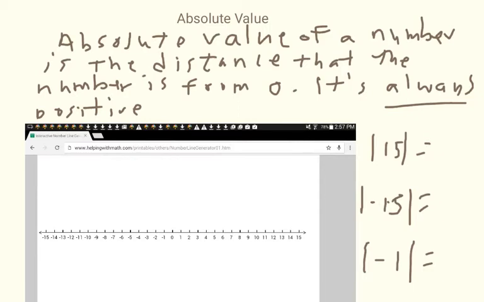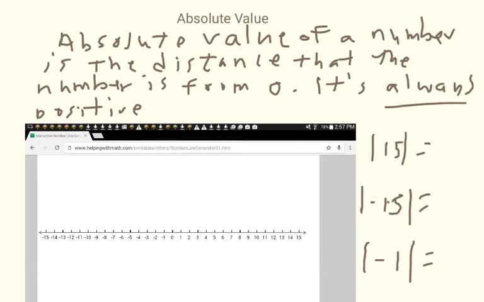The absolute value of a number is how far it is from 0, the distance that the number is from 0, and it's always a positive number. You can find the absolute value of a negative number, but once you call it absolute value, it's always a positive number. So we have 0 on our number line, and if we talk about positive 15, then this is a symbol that means the absolute value of 15: two vertical bars, and then the number inside. This is read as the absolute value of 15. This is read as the absolute value of negative 15. And this is read absolute value of negative 1.